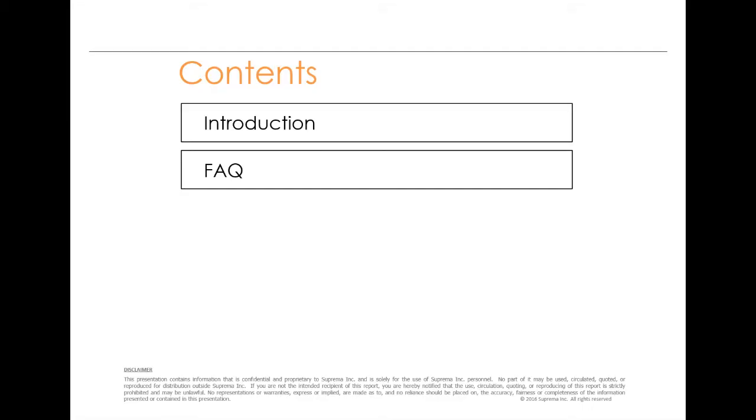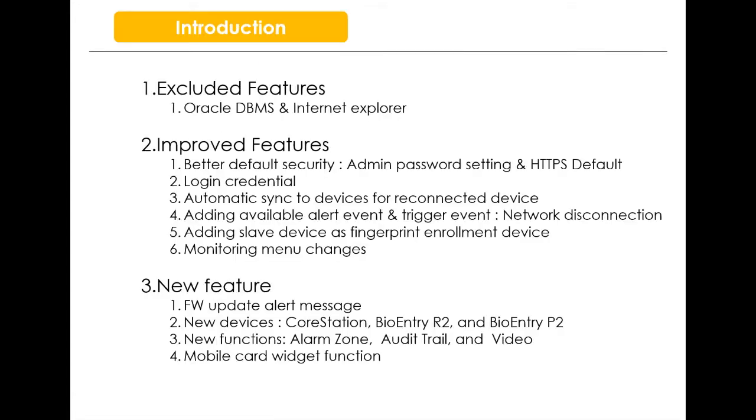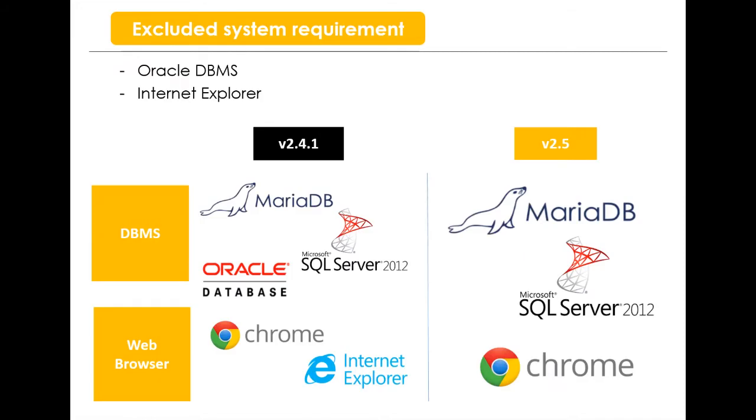I've divided my talk as follows. Those features are the BioStar 2.5 updated list. First of all, I'll explain excluded features of BioStar 2.5. And then explain improved features and new features. Excluded system requirements are Oracle DBMS support and Internet Explorer.